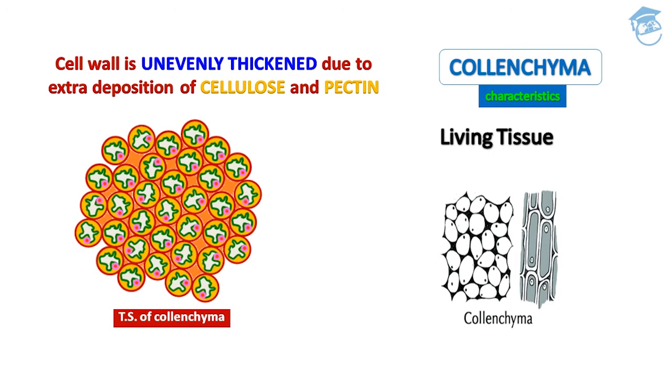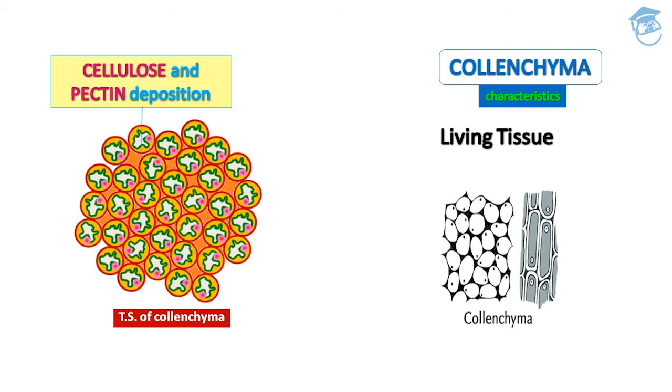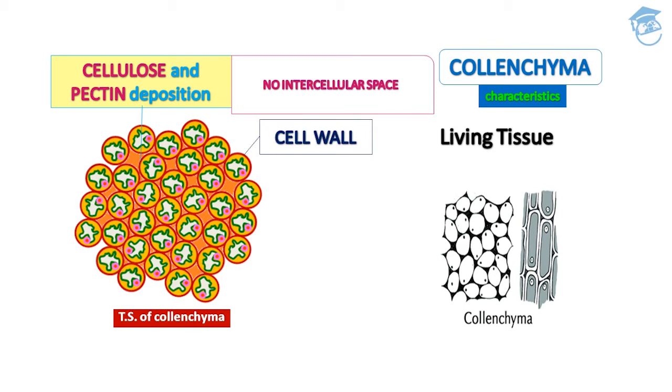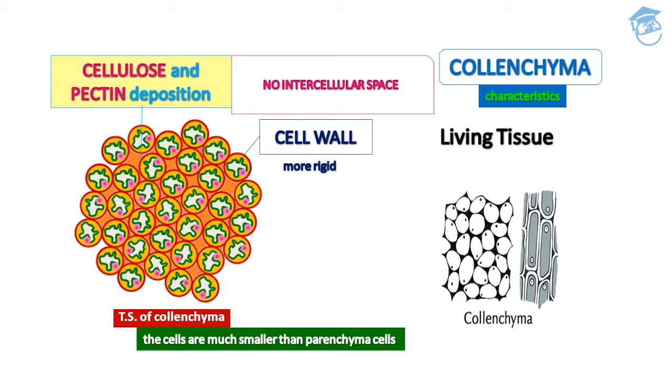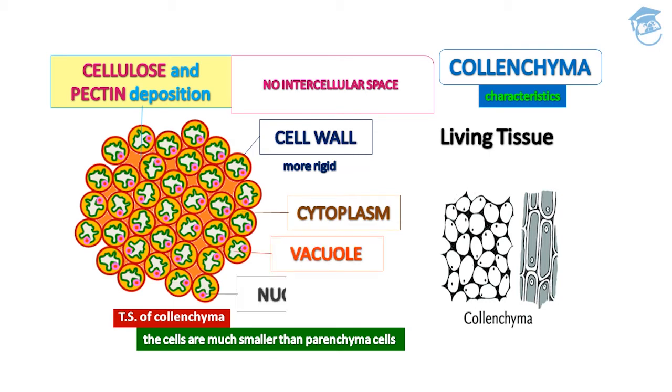The cell wall is unevenly thickened due to extra deposition of cellulose and pectin. As you can see, this orange color represents the extra deposition of cellulose and pectin. It has no intercellular space because of the cellulose and pectin deposition. This is the cell wall, which is represented by this red color, and it is very rigid and very thick, and the cells are much smaller than parenchyma cells. Please note that. This is the cytoplasm, which is represented by this yellow color, this is the vacuole, and this small pink one is the nucleus.